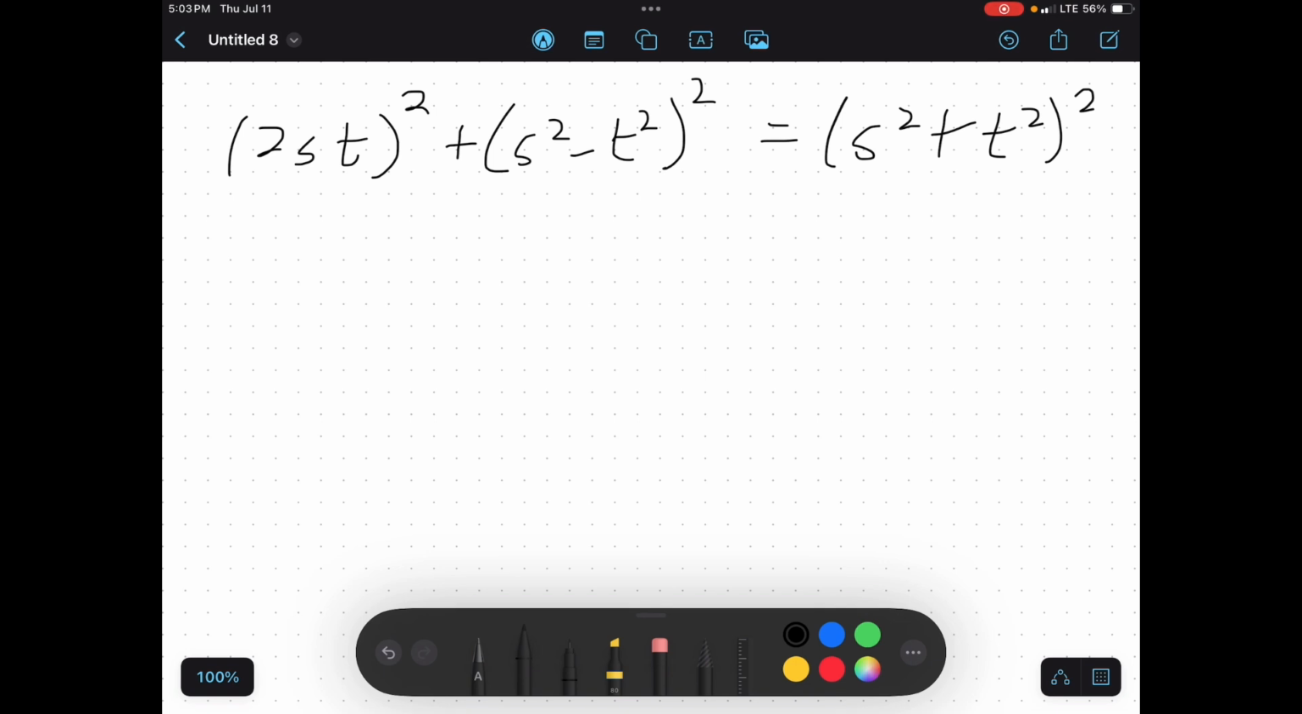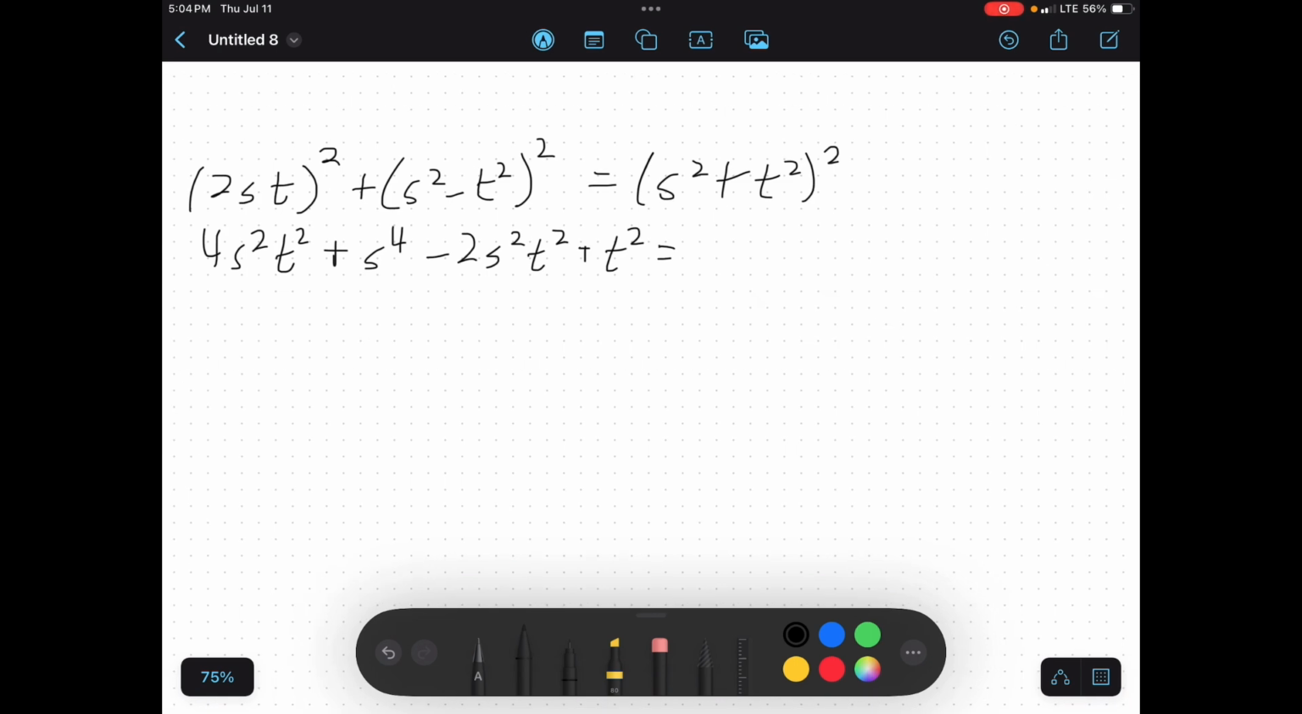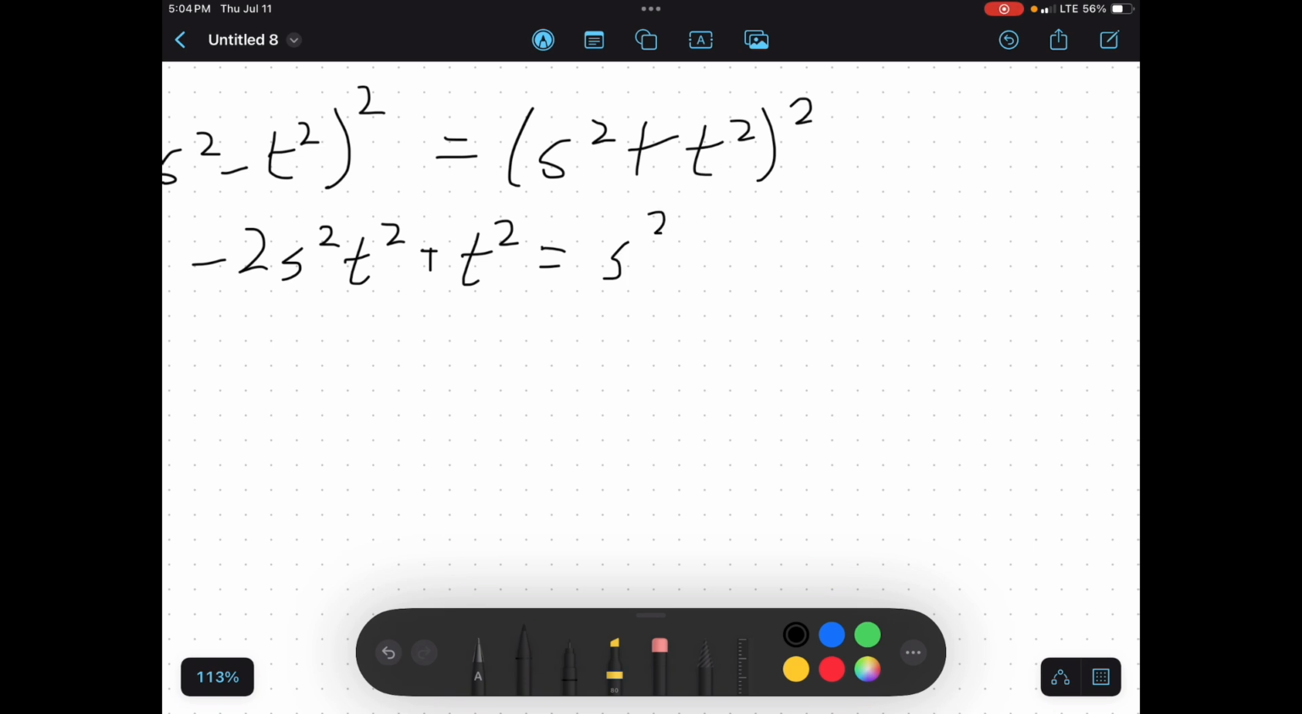If I square my very first term that I have here, I wind up with 4s squared t squared. For the next part, I have a binomial that's being squared. So what we wind up with is s to the 4th minus 2s squared t squared and plus t to the 4th. Zoom out to give myself a little more room here. So s squared plus t squared squared, what that's going to wind up being is s to the 4th. I can make that look better.